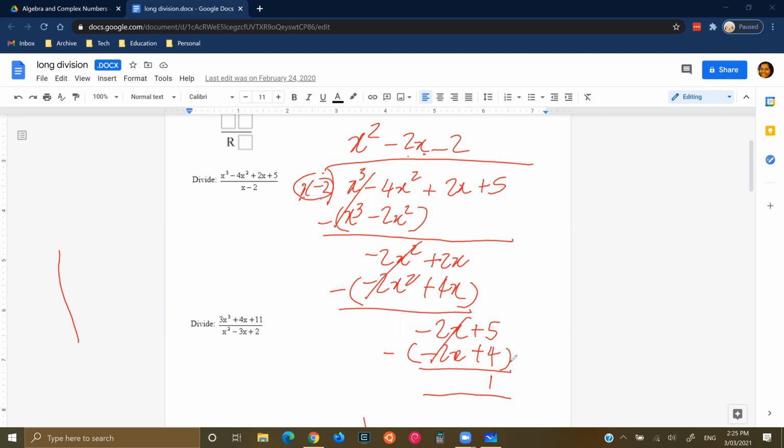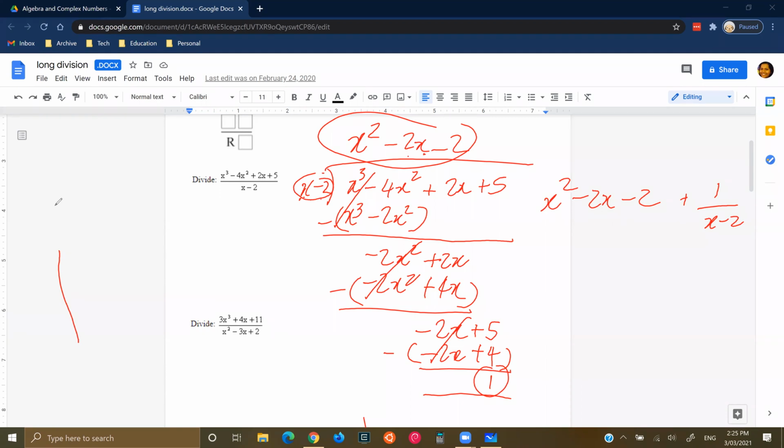So now the way we write this down: first you write down the quotient. So this bit here is your quotient, and this is your remainder. And then you just go plus 1 over x minus 2. Okay, so that's how you write that down.